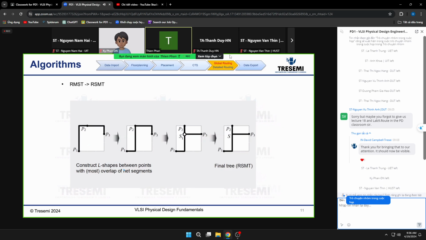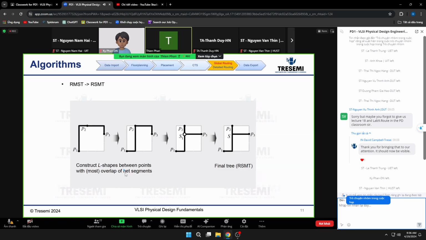Here is just an illustration on how you can go from the minimum spanning tree to a Steiner minimum tree, right? Remember, you start out with the tree and then you try to optimize it, come up with the minimum Y length.